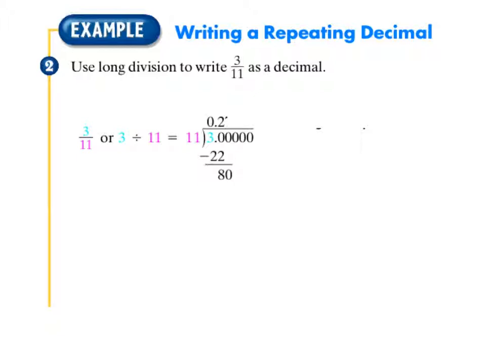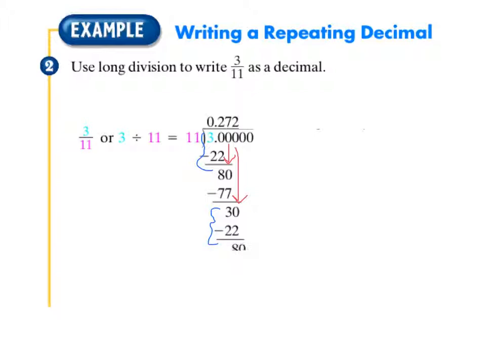Bring down another 0 because I can't do 11 into 8. So now I'm doing 11 into 80. 11 goes into 80 7 times, multiply down and subtract. 80 minus 77 is 3. Bring down another 0, or add a 0 and bring it down. So now I'm looking at 11 into 30. 11 goes into 30 2 times, multiply down. Same answer as up here. So that lets me know that this is probably going to be a repeating decimal.